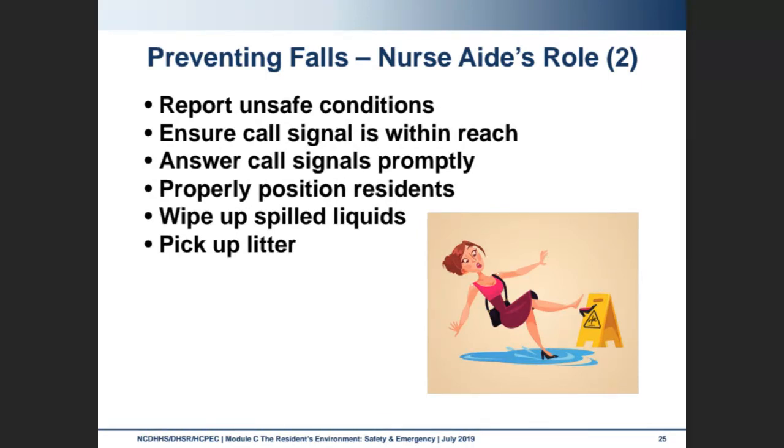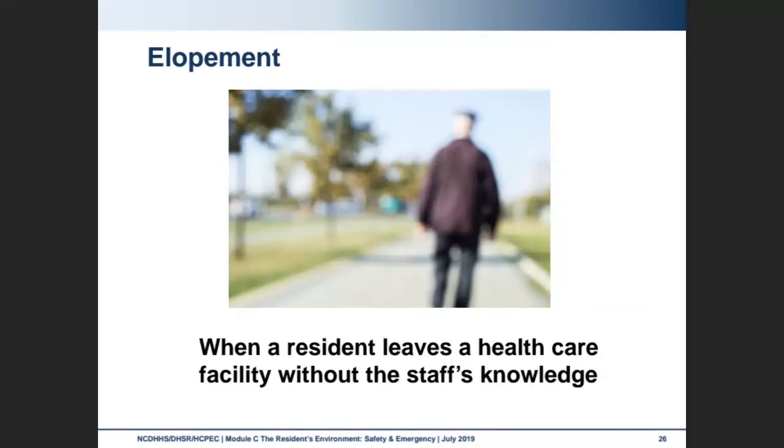Another safety concern that we need to think about is elopement. This is when a resident leaves a healthcare facility without the staff's knowledge. This puts patients at risk of exposure to heat or cold, drowning, getting hit by a car, dehydration. Facilities need to have a plan in place in case a resident elopes.